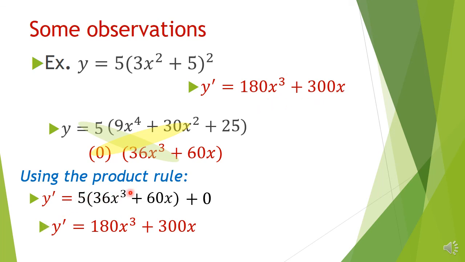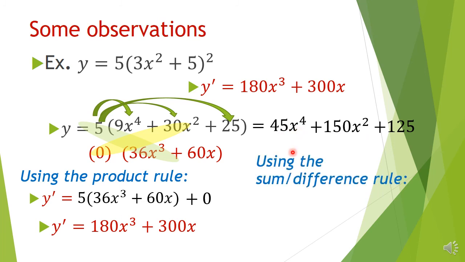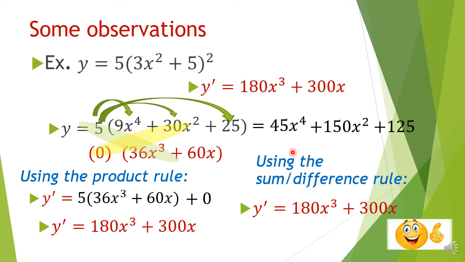Eh, kunwari ayaw mo namang mag-product rule. So, gusto mo yung parang sum and difference lang. So, multiply natin to. Yan. So, 5 times 9 is 45x to the fourth. Next is 150x squared. And then last term will be 125. If we are to differentiate this term by term, kasi separated na siya ng plus, 45 times 4 is 180x cubed. Ayan. Tapos 150 times 2 is 300x plus 0. Ayan. So, that means whether we make use of the chain rule, product rule, or sum and difference rule, we get the same answer.